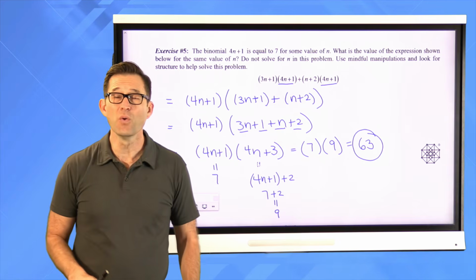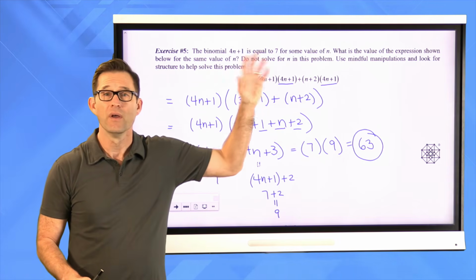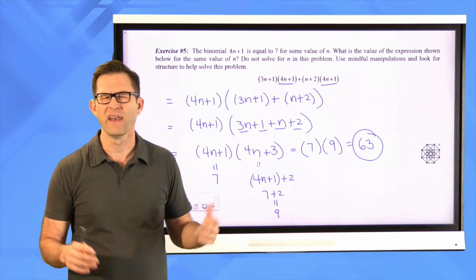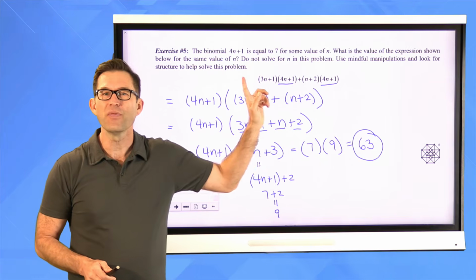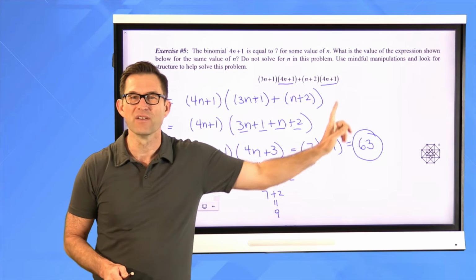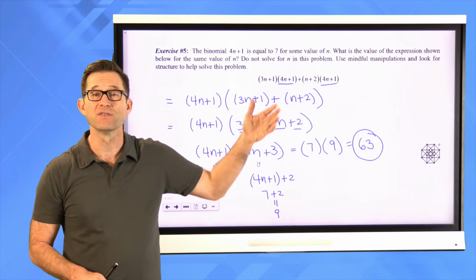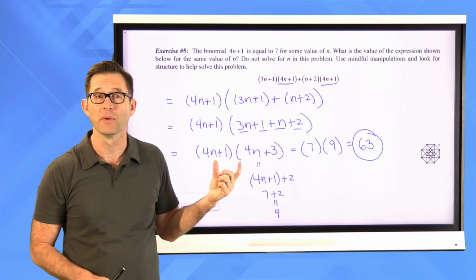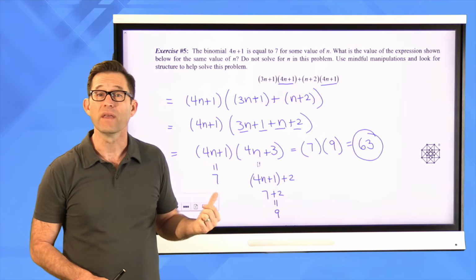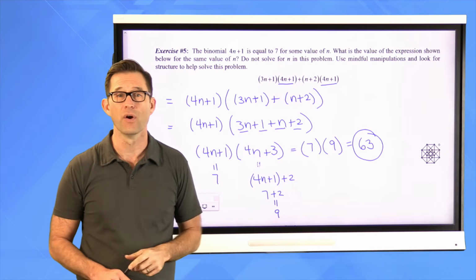And it really is cool. If you took the time and you set up an equation, 4n plus 1 equals 7, and you solved it for n, I think you get n equals 3/2 or 1.5, right? Same number. If you put that into this original expression, you'd eventually find out it was equal to 63. But we can take advantage of the structure of this expression to rewrite it as the product of two binomials, and then we can use the structure of those two binomials to figure out the value of the overall expression.